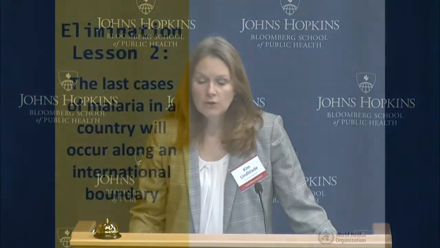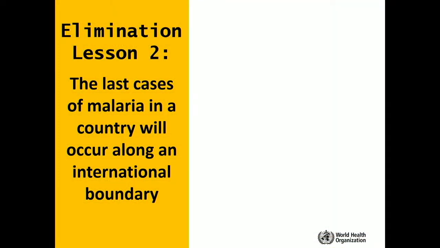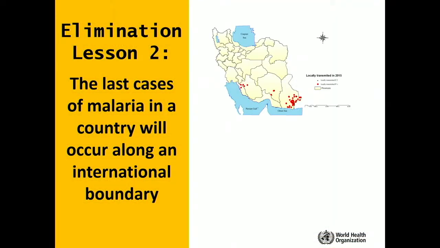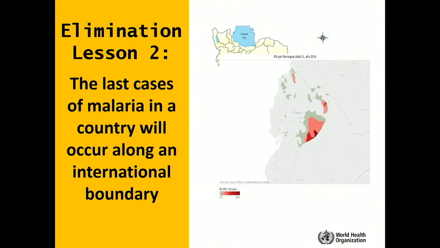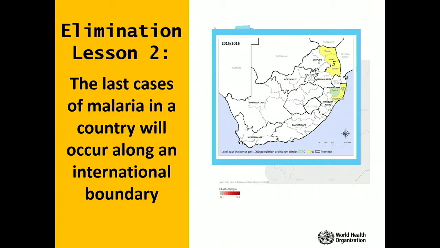Elimination lesson number 2. The last cases of malaria in a country will occur along an international boundary. So I'm going to give you a couple of examples. This is Iran, where you can see almost all of its cases occurring along its border with Pakistan. This is Ecuador, where most of its last cases are occurring along the border with Peru and a little bit with Colombia. In South Africa, their cases are occurring along borders with Zimbabwe and with Mozambique.